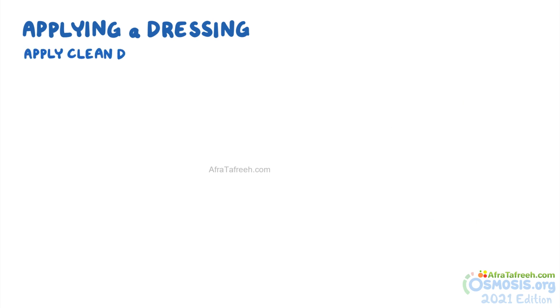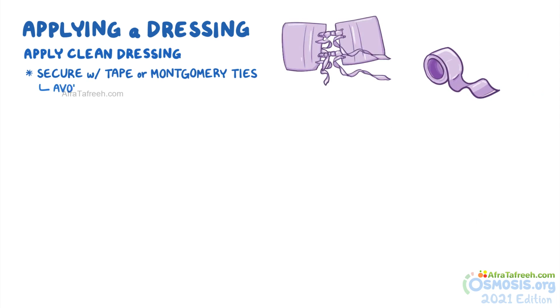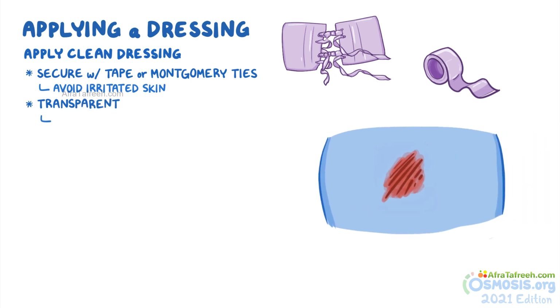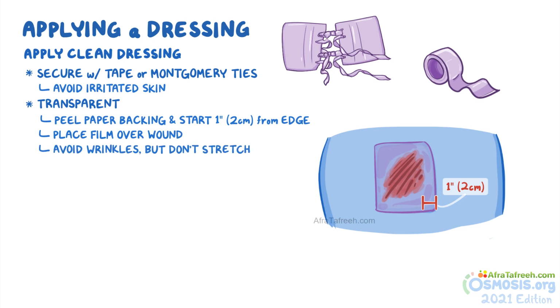Next, apply the clean dressing and secure it with tape or tie the Montgomery ties. Avoid applying tape over irritated skin. For a transparent dressing, peel away the paper backing and, starting about 1 inch or 2 centimeters from the edge of the wound, place the film over the wound. Avoid wrinkles but do not stretch the dressing. This can cause it to come loose.